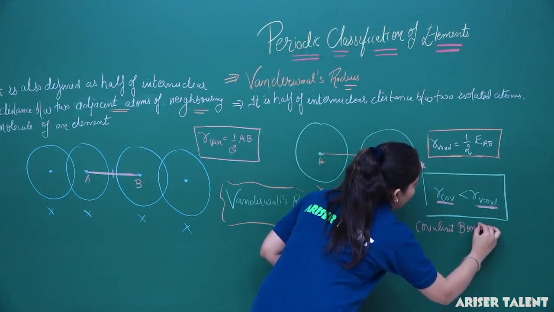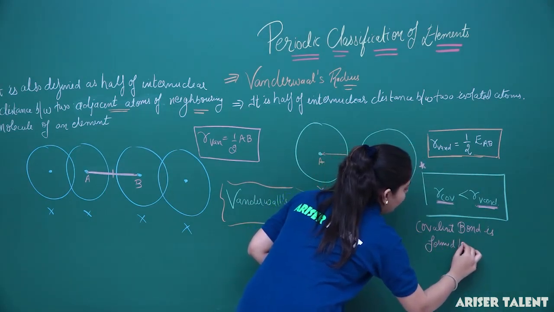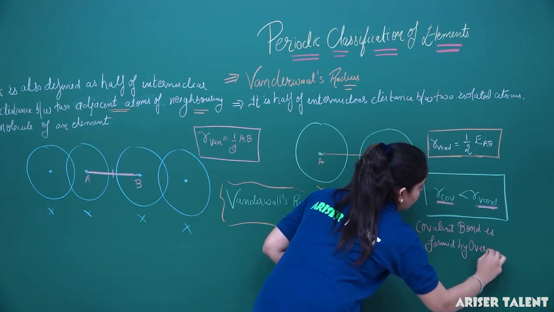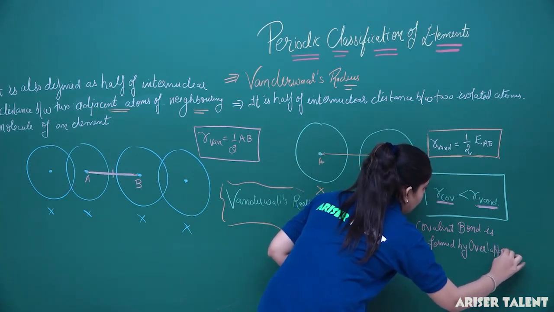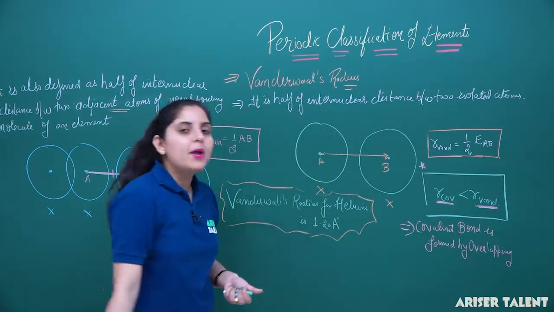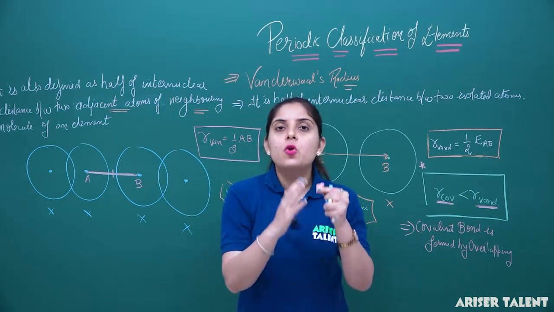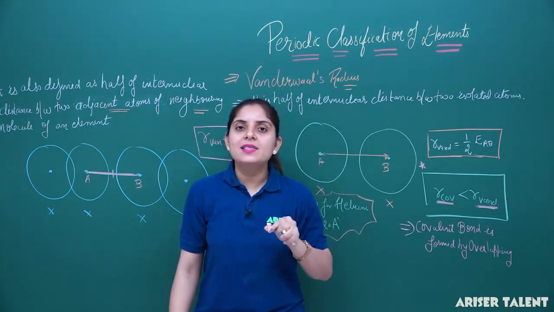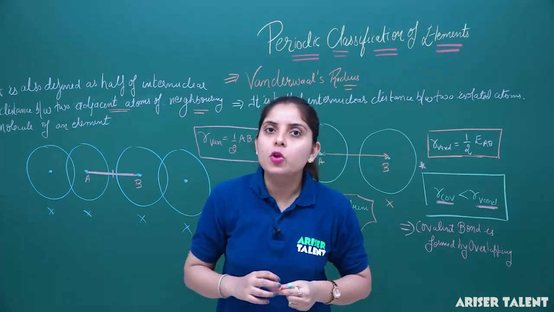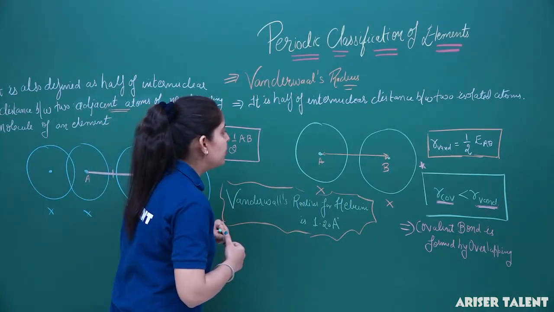is formed by overlapping. Covalent bond is actually formed by overlapping. So the overlapping of the bonded molecules means the bonded molecules will have a smaller radius as compared to the non-bonded ones. So covalent radius is smaller than the van der Waals radius.